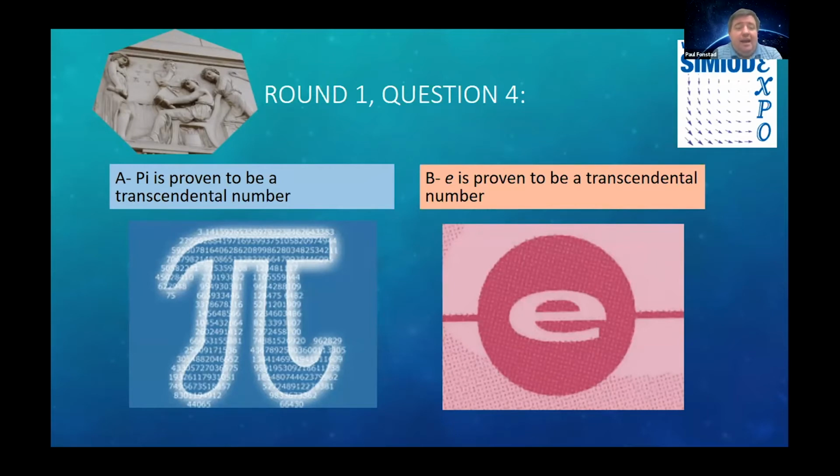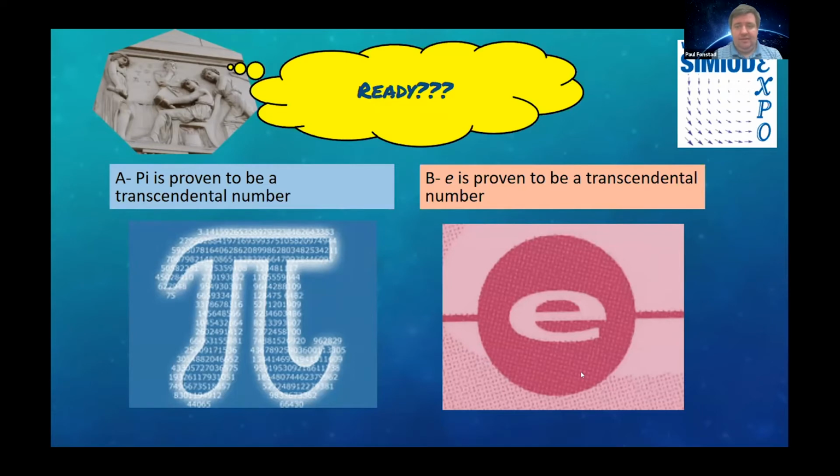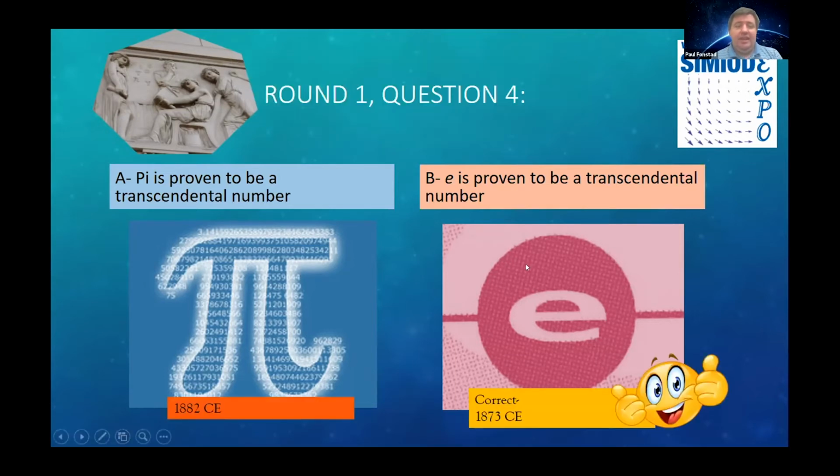Which one occurred first? Pi was proven to be a transcendental number, or E was proven to be a transcendental number? Arguably the 2 most important transcendental numbers in all of mathematics. Which one did we know was transcendental first? And if you're ready, E was proven to be transcendental in 1873. It took pi until 1882. So the correct answer is B. The natural number E was actually the first one of these two to be proven to be transcendental.